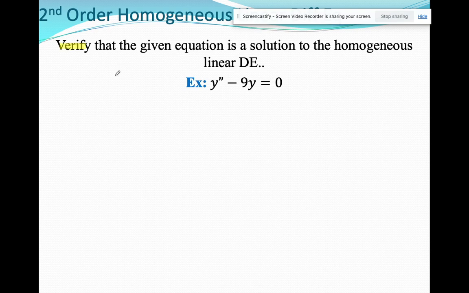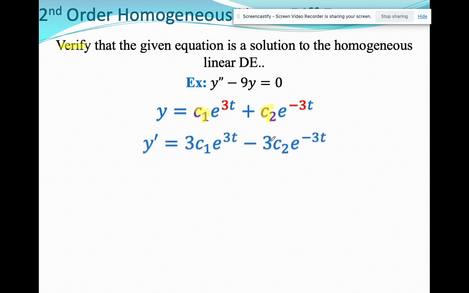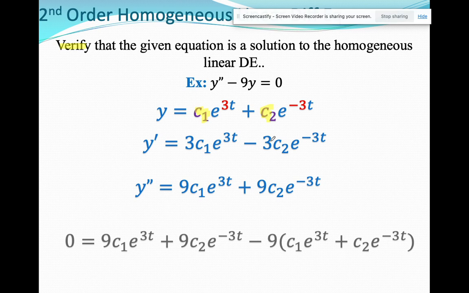I'm going to give you a solution and verify that it is indeed a solution to the homogeneous linear differential equation. All right, so there's y double prime minus 9y is equal to 0. I claim that this general solution, and it is general because I've got coefficients here, is a solution to the differential equation. So I'm going to verify that. I'm going to take the first derivative, then the second derivative, then take the second derivative and subtract 9 times the original.